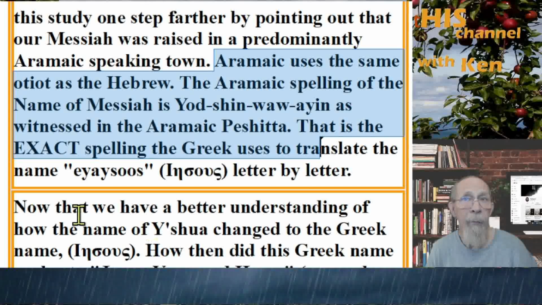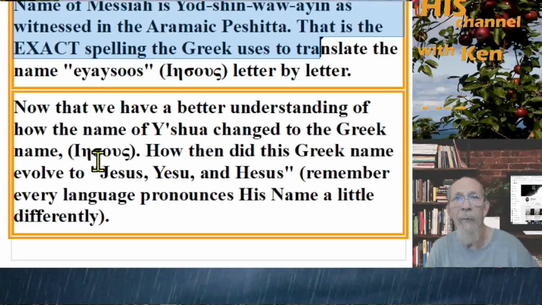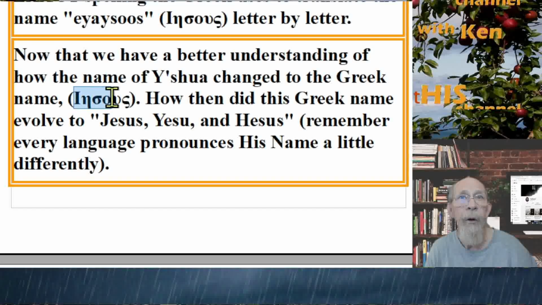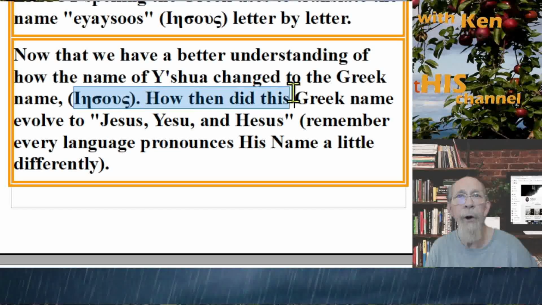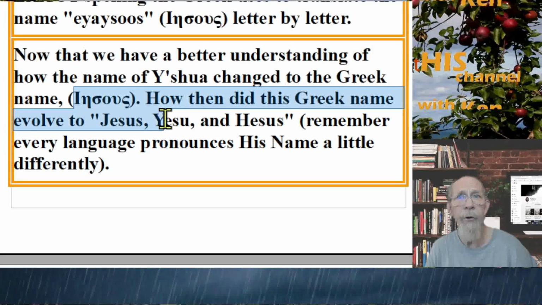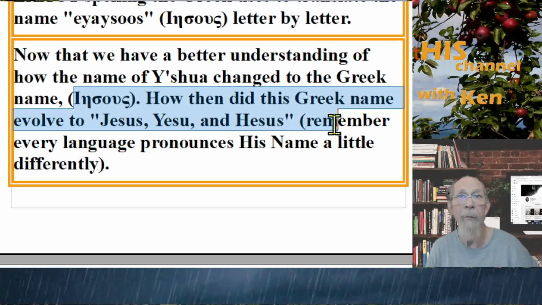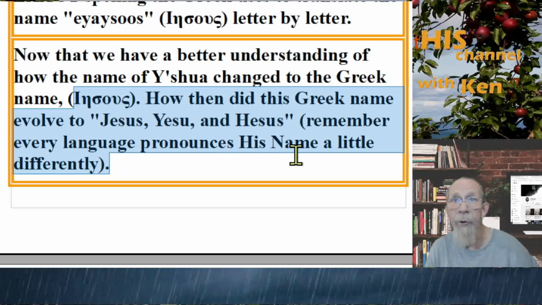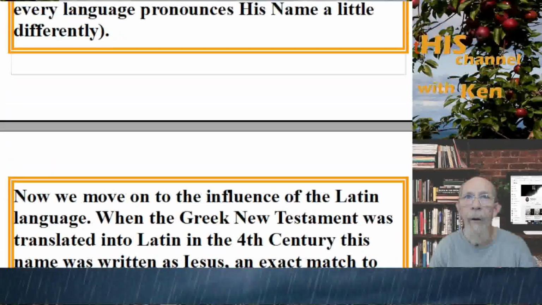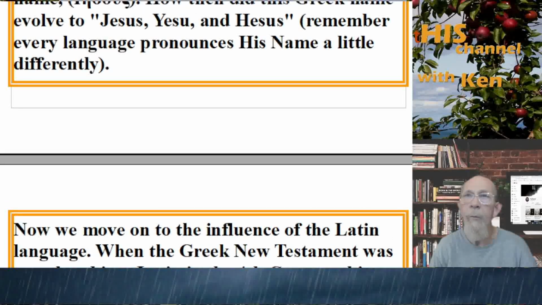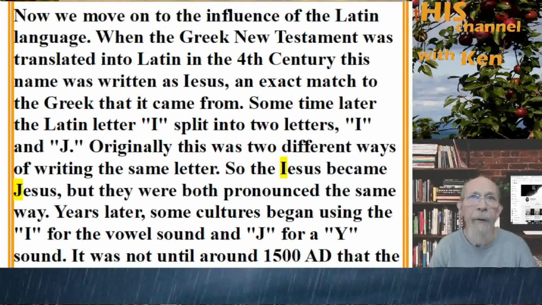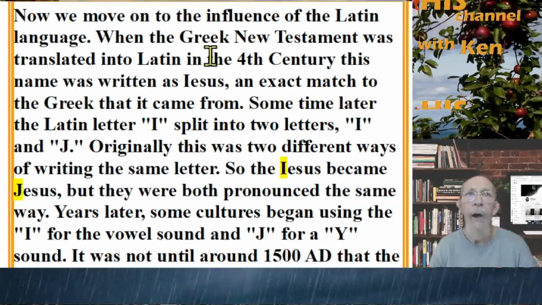Now that we have a better understanding of how the name of Yeshua changed to the Greek name Iesous, how then did this Greek name evolve to Jesus, Yesu, and Jesus? Remember, every language pronounces his name a little differently. So now we move on to the Latin influence of the language.